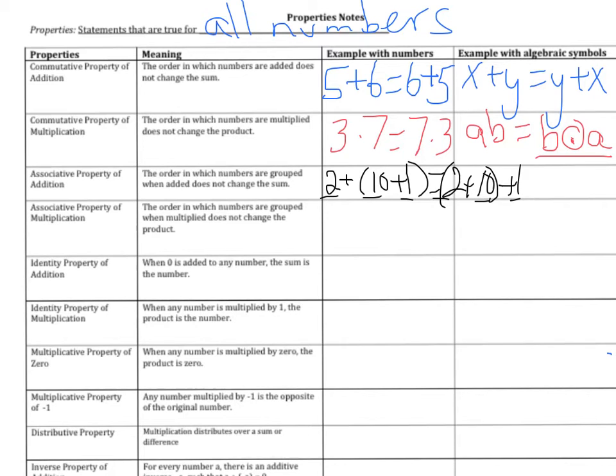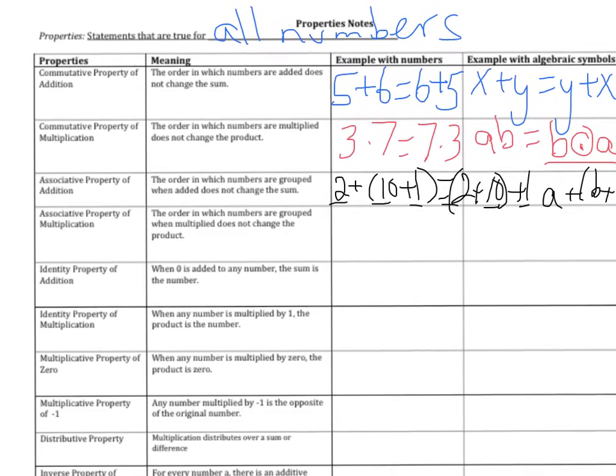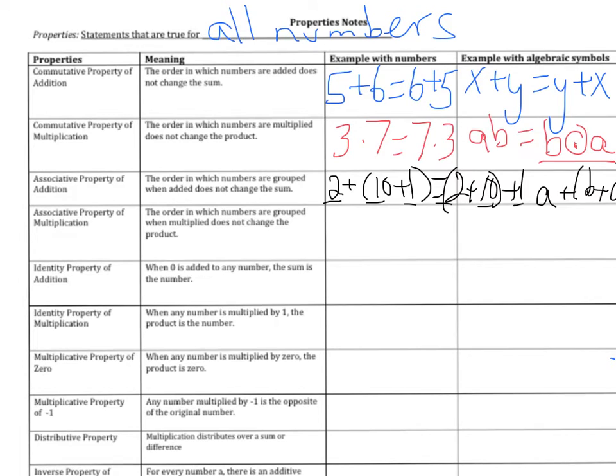What you'll notice is that this is similar for algebraic symbols as well. So, for example, I could add a plus the quantity of b plus c, or I could say the quantity of a plus b plus c. Sorry, I left my stylus at school, so I'm trying to fit in the box with my finger, but it's a little tricky. Next one up is associative property of multiplication.